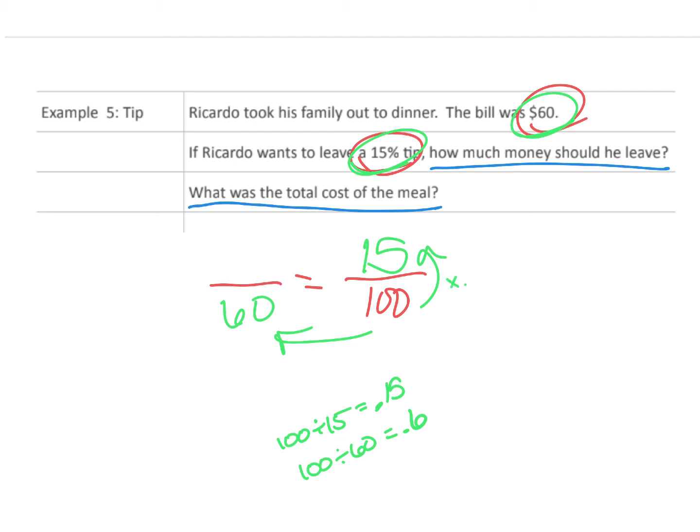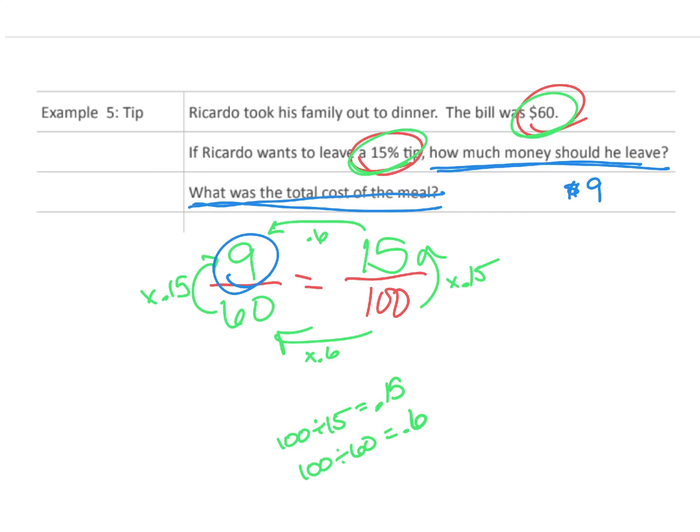So I can multiply by 15 hundredths. And if you do 100 times 15 hundredths, you're going to get 15. So then 60 times 15 hundredths is going to give us 9. And even if I did it this way, I would multiply by 6 tenths. And 15 times 6 tenths would also give me 9. So the answer to my question, how much money should he leave? He should leave $9. That was our tip.